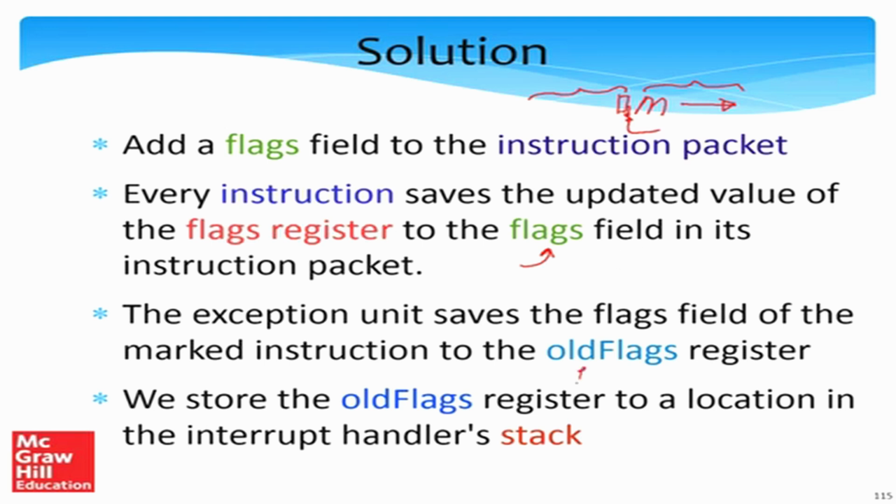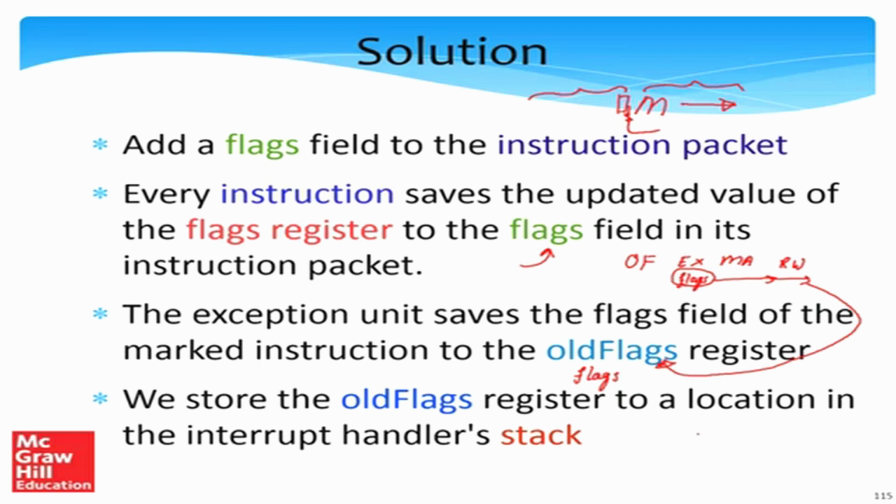So this is a nice way of doing it. It basically says, go ahead and do whatever you want with the actual flags register. But in addition we will have a flags field in the instruction packet, which means that whenever any instruction passes by the EX stage, whatever value of flags that it sees or updates, it carries it along with it. Like in a suitcase, it carries it along with it. When it exits the RW stage, what the exception unit does is that it writes this value to the old flags register, right? Only for the marked instruction. So we'll store the old flags register to a location in the interrupt handler stack.